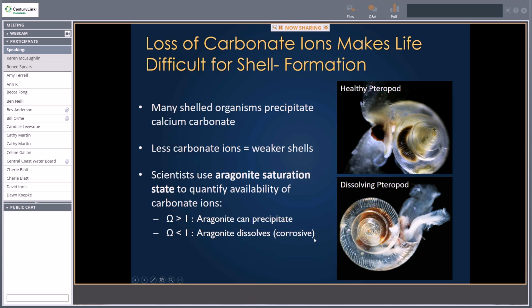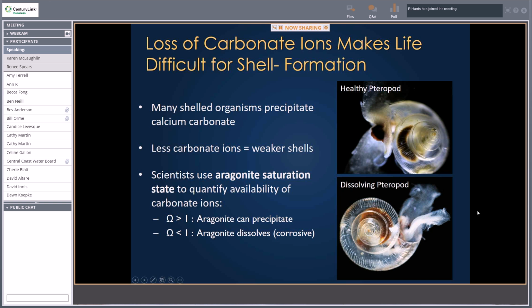When you hear the term corrosive seawater, it doesn't mean battery acid corrosive, it just means that aragonite can spontaneously dissolve. However, the truth is that most organisms require aragonite saturation states to be much greater than 1 to be healthy. So over here I have 2 pictures. The top one is a healthy pteropod living in a saturation state around 2. You can see its shell is nice. It looks kind of glassy.